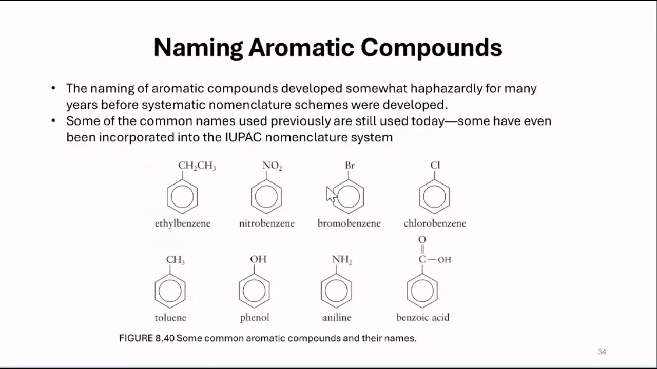We learned earlier in the chapter that an NO2 group is a nitro group. Since it's attached to benzene, this is nitrobenzene. Bromine is known as a bromo group, so this is bromobenzene. Chlorine attached to a benzene group makes this chlorobenzene. So understand that based on the IUPAC rules, whenever you have a benzene ring, then the benzene ring is going to be your parent chain.